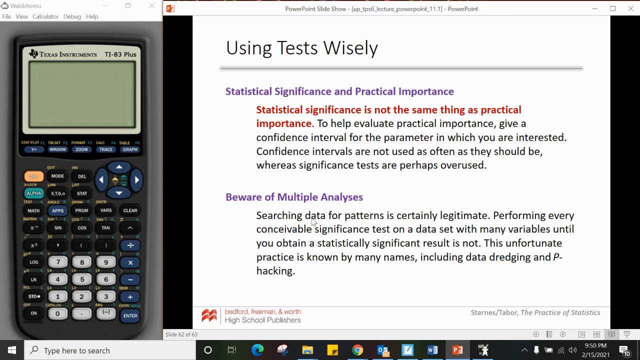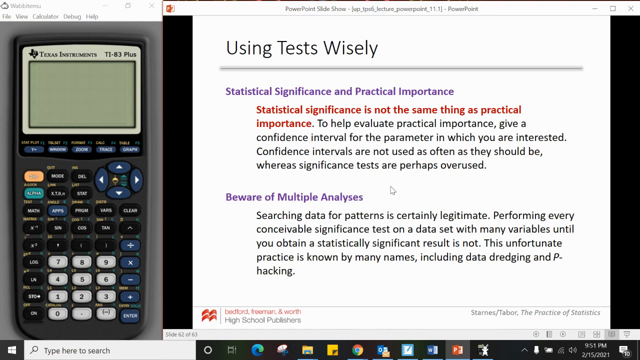And this is another big beware sign of doing real statistics out in the real world. They say searching data for patterns is certainly legitimate. Performing every conceivable significance test on a data set with many variables until you obtain a statistically significant result is not. Essentially what they're talking about is called p-hacking. Basically, some people would have their data set in front of them and just keep running test after test after test until they finally got one that was statistically significant. And then they wouldn't talk about the 10 other tests that they did, and they would just say, boom, here is one, it's statistically significant based on our data, and go from there.